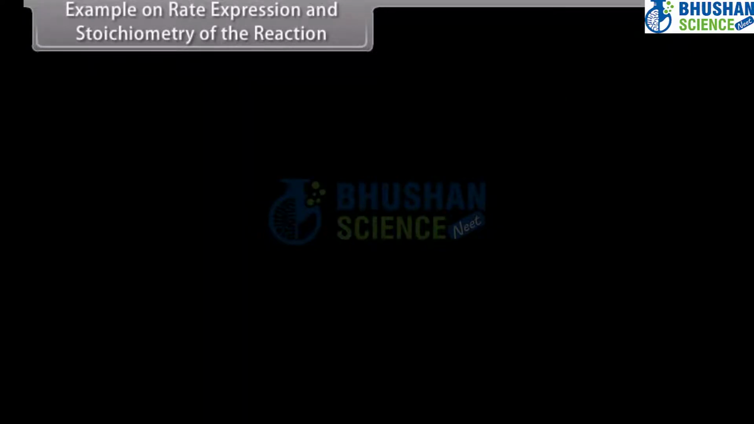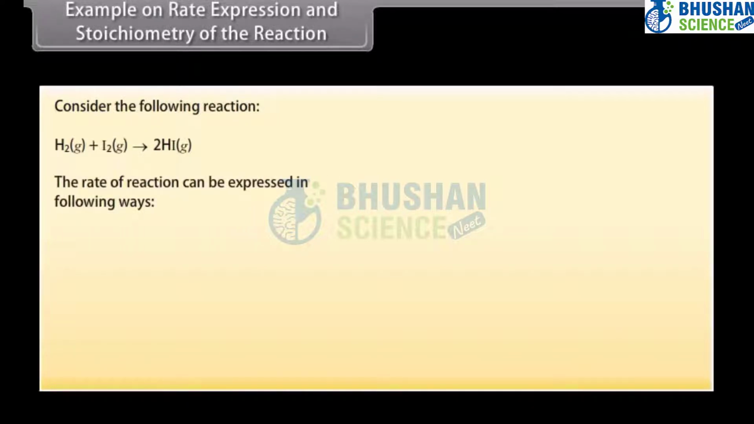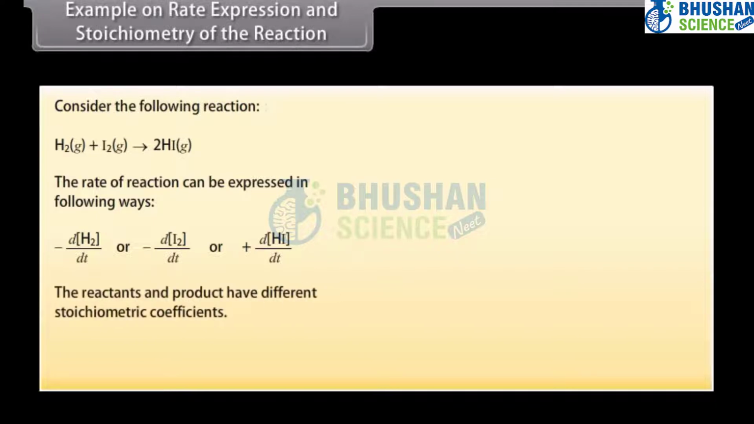Example on rate expression and stoichiometry of the reaction. Let us consider the following reaction: H2 plus I2 gives rise to 2HI. The rate of reaction can be expressed in the following ways: minus d by dt of H2, or minus d by dt of I2, or plus d by dt of HI. The reactants and product have different stoichiometric coefficients.